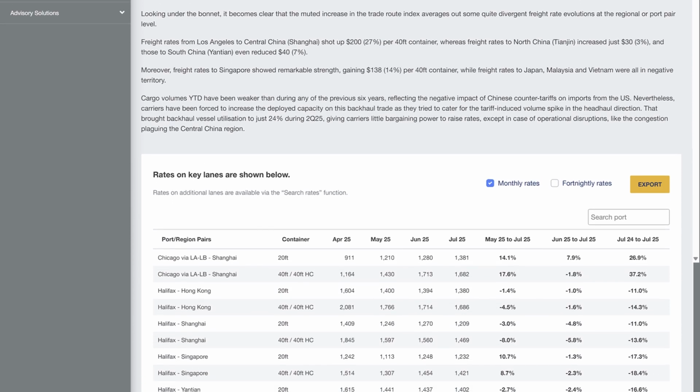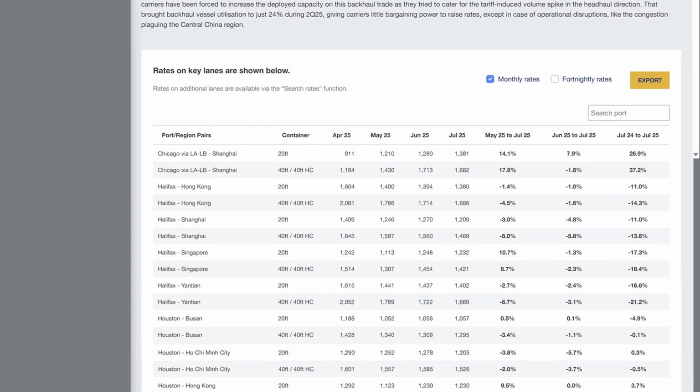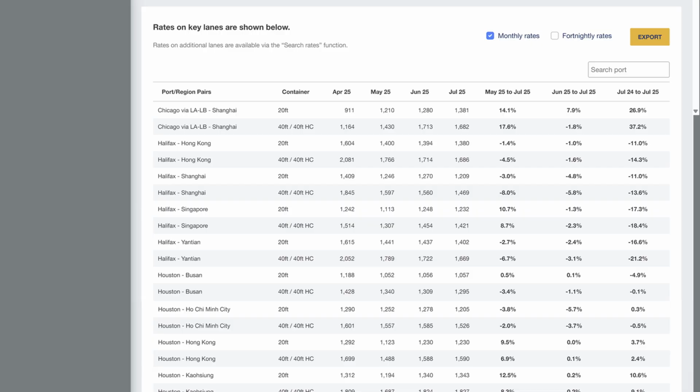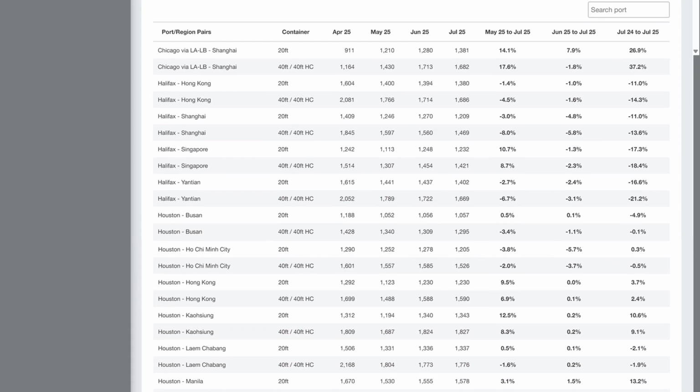The section below contains the port-to-port table, which we can browse or use the search cell in the upper right-hand corner of the table to identify freight rate developments for a particular port pair of interest.